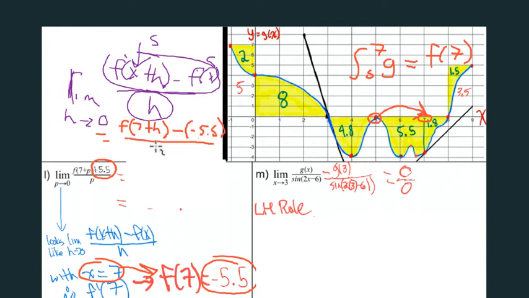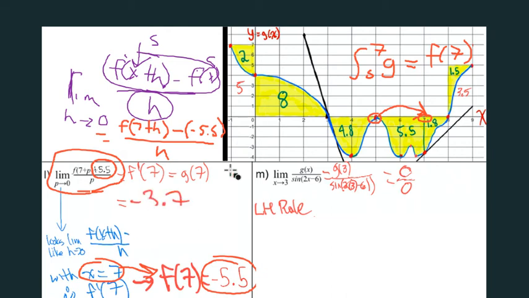all over h. This right here, the limit, is just asking me for the derivative, the tangent slope when x equals 7. How do I get that? Well, all I have to do is read off, to get f prime at 7, we know that's g at 7. So all I do is go to x equals 7 out here, go down and read the y value. It's about negative 3.7. Okay, so that's my answer.